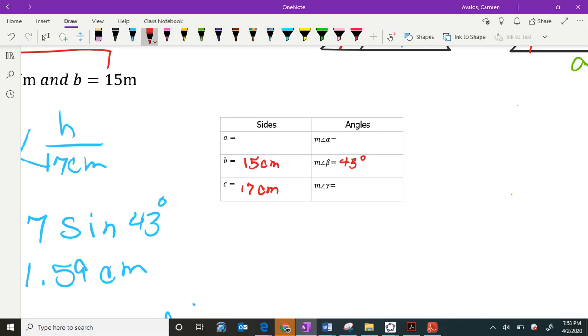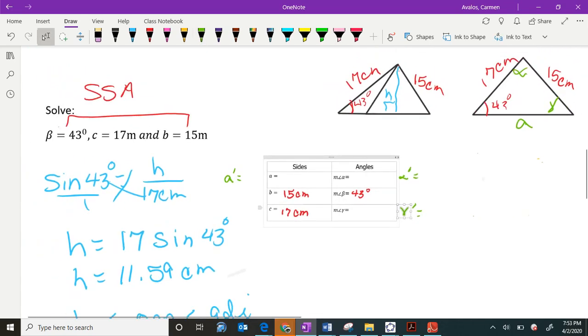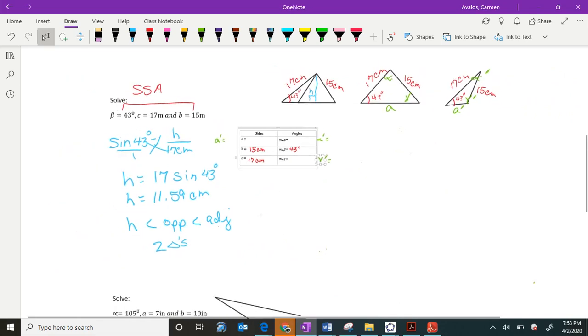We are good there. The thing here is that we are going to get an a prime, and we're going to have to find an alpha prime and a gamma prime, as well as an a, an alpha, and a gamma. So how are we going to do that? Well, we're going to use the law of sines.